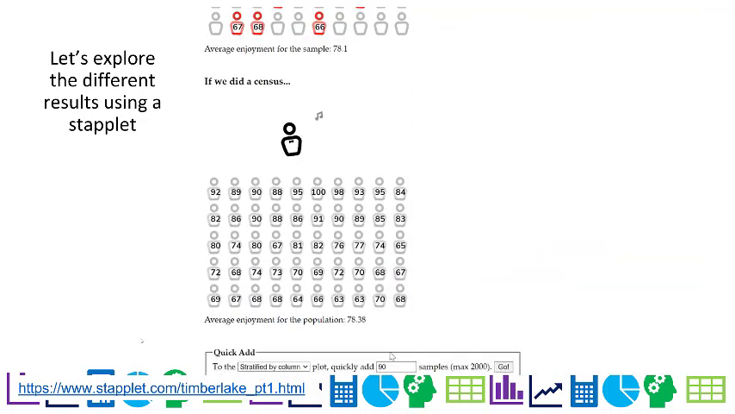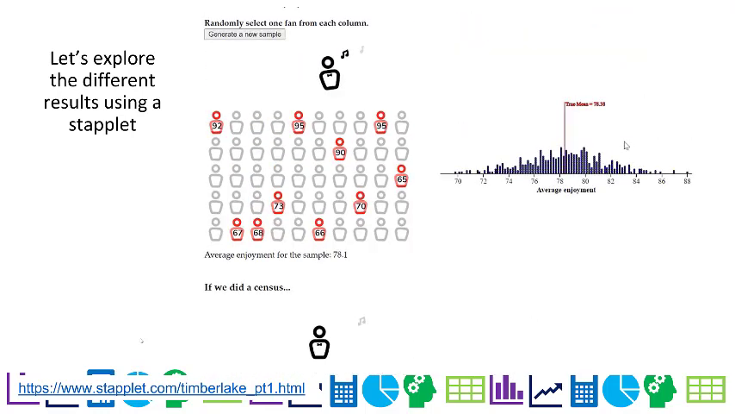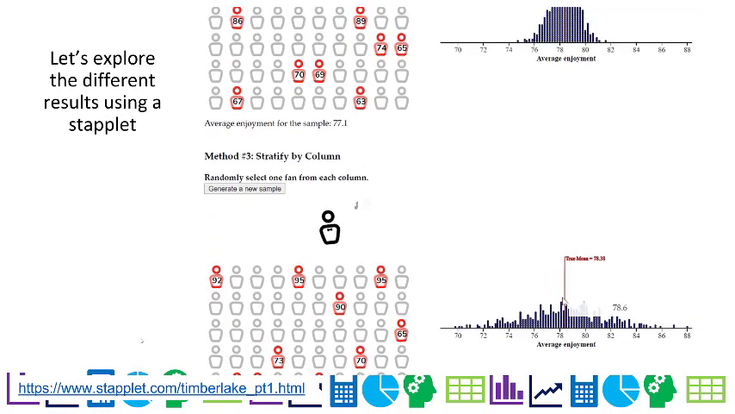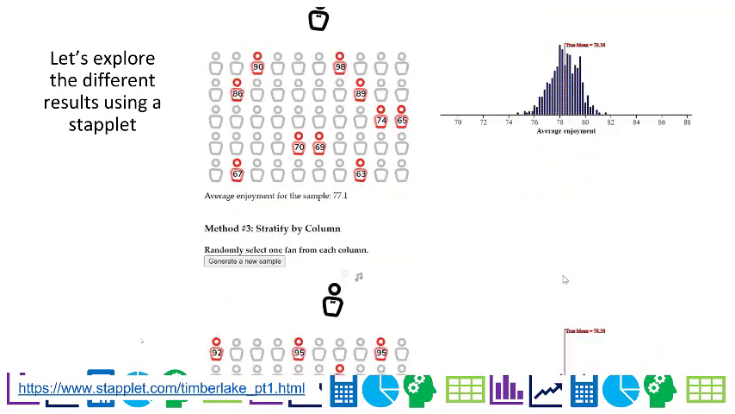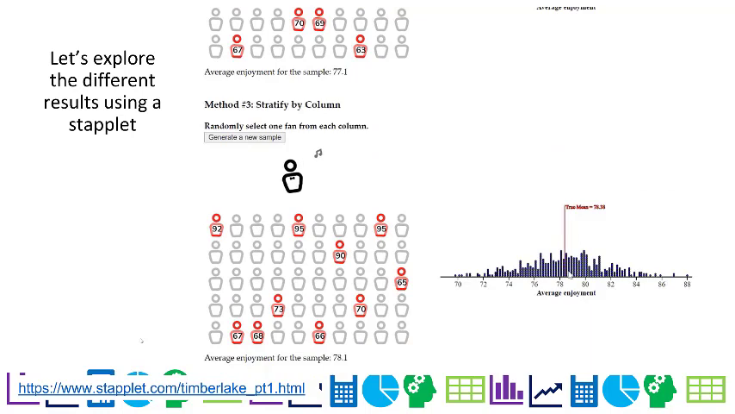Let me go ahead and add a bunch of samples. I'm going to add 400 like I did for the other two. And you can see, yeah, it is pretty centered on the true value, but it's got a lot more variation. Why is that? Well, when you stratify by column, you're not guaranteeing representation from the front row. So on this one, this is 79.8. Well, this worked out pretty well because we're kind of in the middle, right? But you didn't have any high values, right?